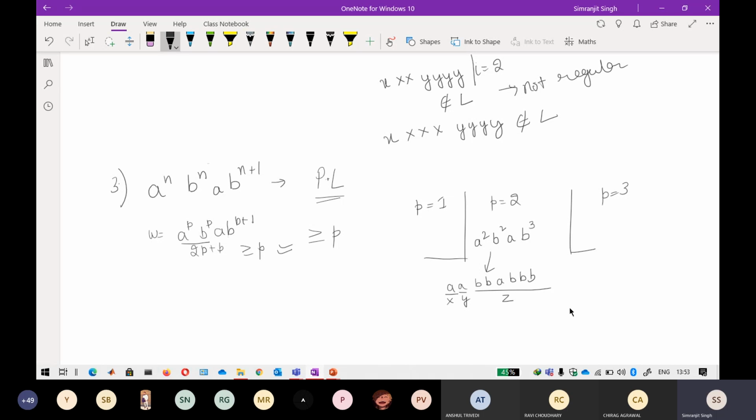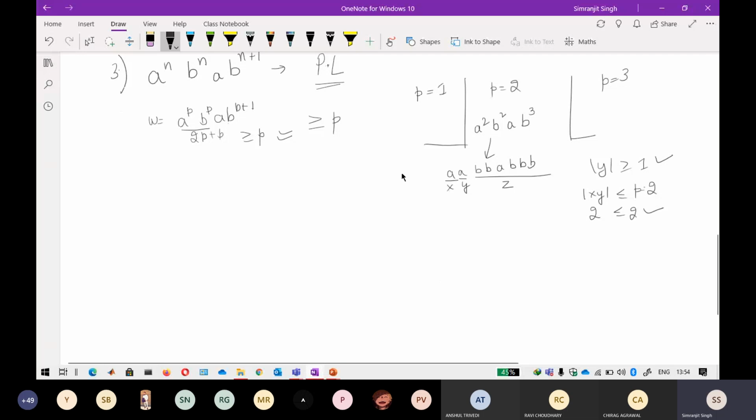Because you want to satisfy the condition that the collective length of x and y should be less than or equal to p. In this case p is 2, so it should be less than or equal to 2. The collective length of x and y here is 2, and 2 is less than or equal to 2, so the first condition is satisfied. The second condition is that the length of y should be greater than or equal to 1. That is also satisfied because the length of y is 1 here. So the two conditions are satisfied.